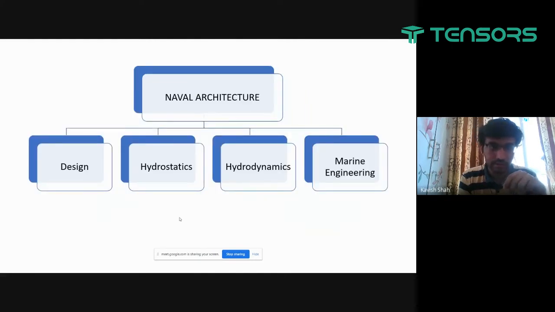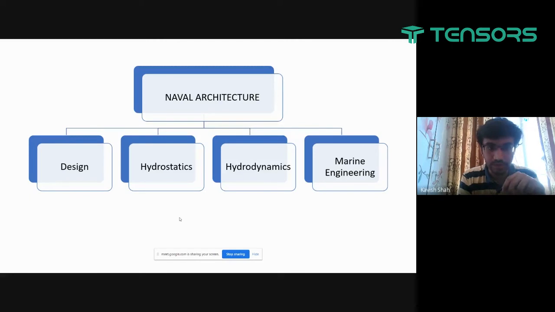The naval architecture part is based on designing of the ships. The designing is basically the shape aspect and how the ship should be shaped so that it performs at its most efficient. It gives its most efficient performance.